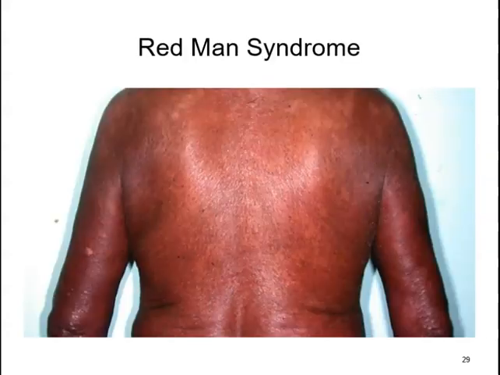Here is a picture of Red Man syndrome, and that's what can happen. The other thing about vancomycin is that it can be definitely nephrotoxic. That's one of the main things we look at. And if somebody has renal impairment already, it has to be renally dosed because it is picked up and excreted by the kidneys.